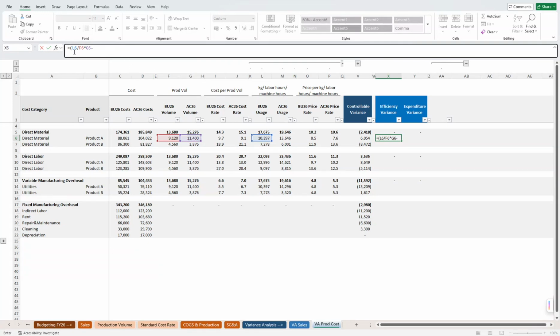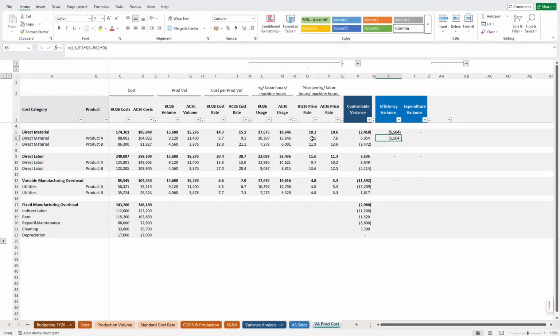Then we need to find the difference between this standard usage minus actual usage. And in order to translate it to the financial impact, we need to multiply it by budgeted price. And the next will be expenditure variance. Since the name tells us it's expenditure, meaning it's about price, we need to find the difference between budgeted price and actual price. And in order to translate it to the financial impact, we need to multiply it by actual usage.